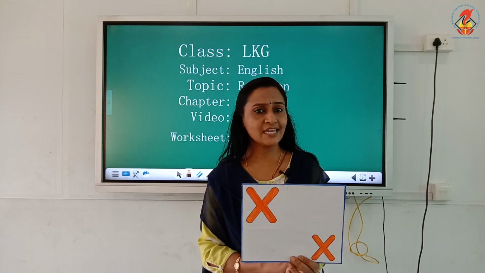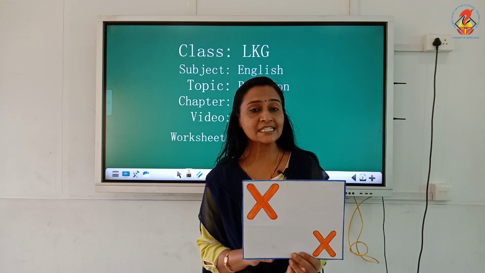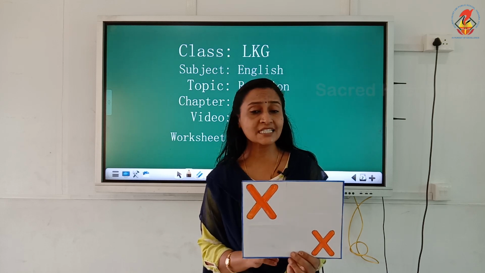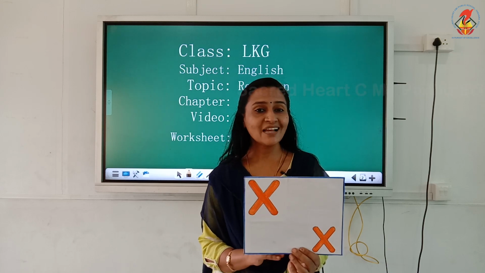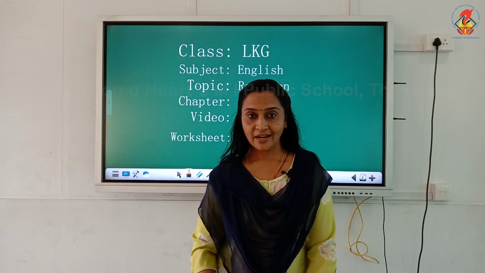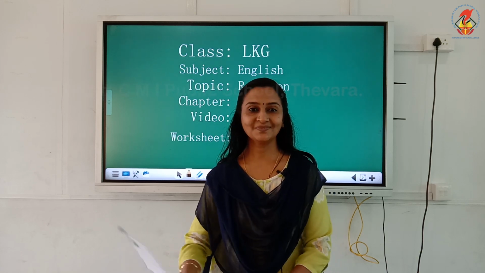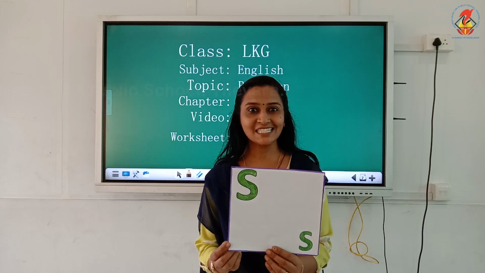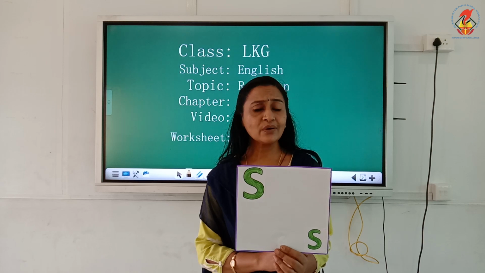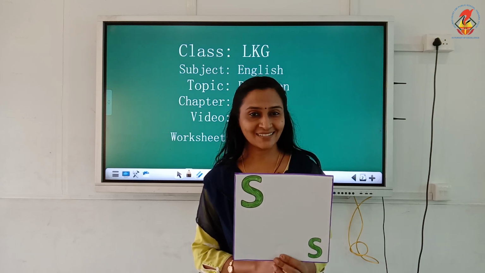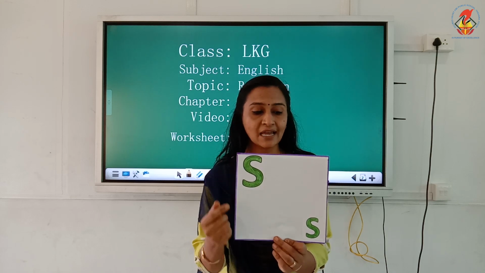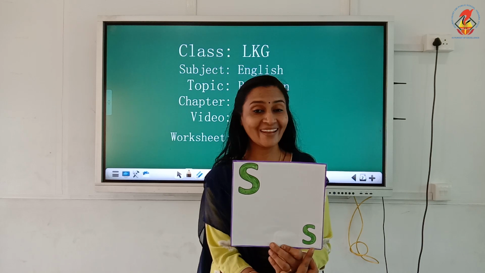Here we can see the letter X comes at the end of each word and the phonic sound X can be heard at the end of each word. Now, let us take the next letter. Which letter is this? This is letter S. Phonic sound of letter S. Very good, children. Now, this is capital letter S and this is small letter s.